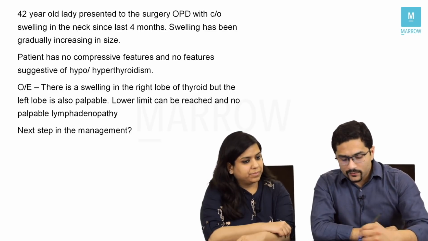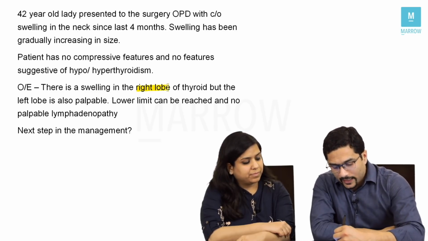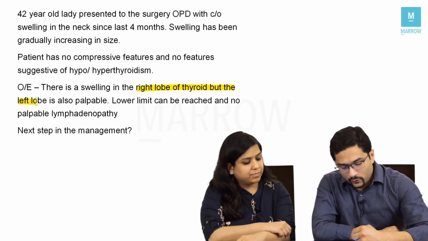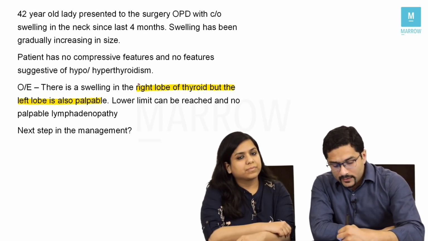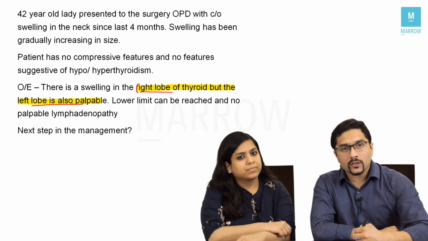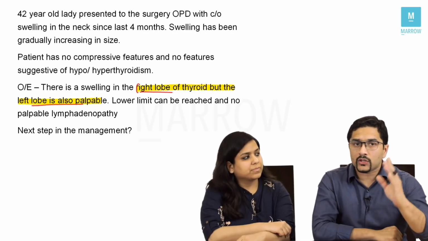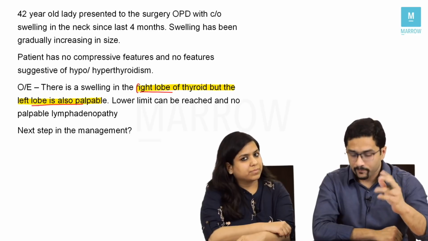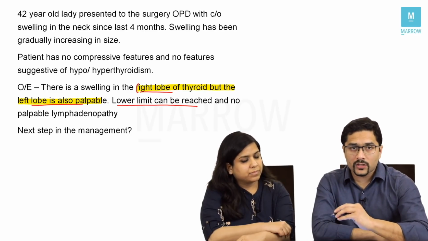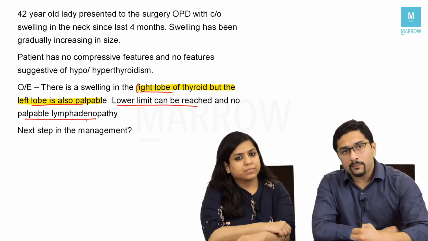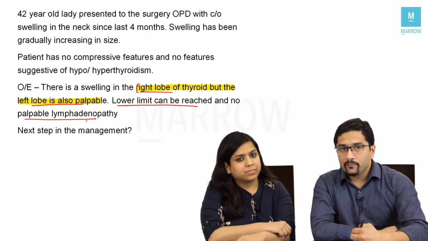Now, after doing all this, we've got to know that the swelling is in the right lobe of the thyroid, but the left lobe is also palpable. So you know that if there is one swelling and the other lobe is also palpable, it is no longer a solitary thyroid nodule. Now the lower limit can be reached, which means it's not a retrosternal goiter, and there's no palpable lymphadenopathy.